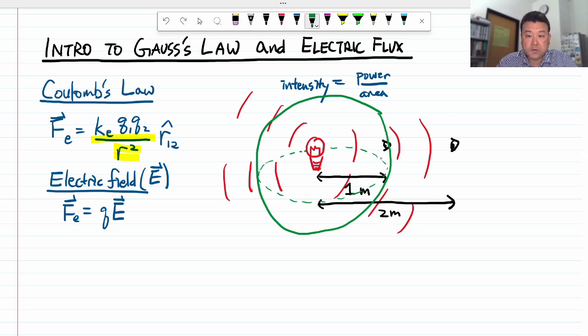Finding the intensity of the light bulb at this distance is as simple as taking the total power of the light bulb, 60 watts, and dividing by the surface area of the sphere, having radius r.